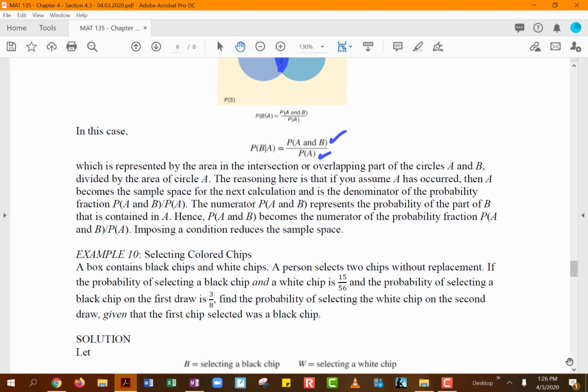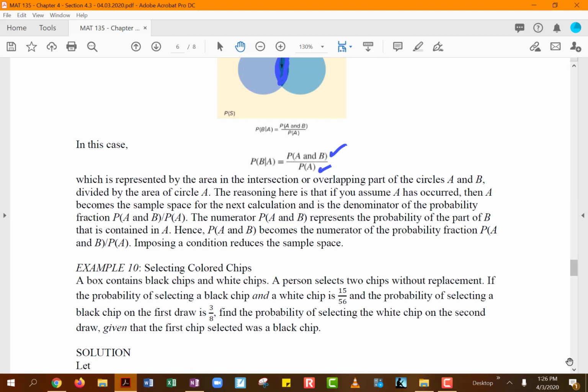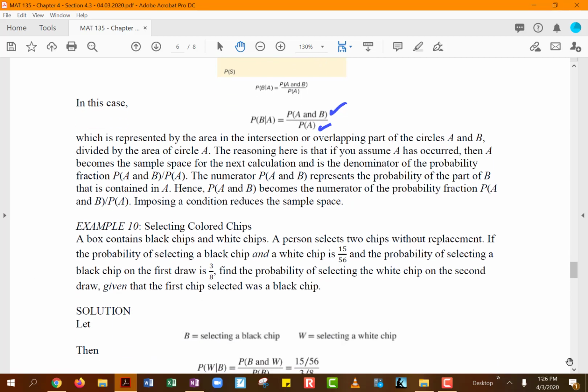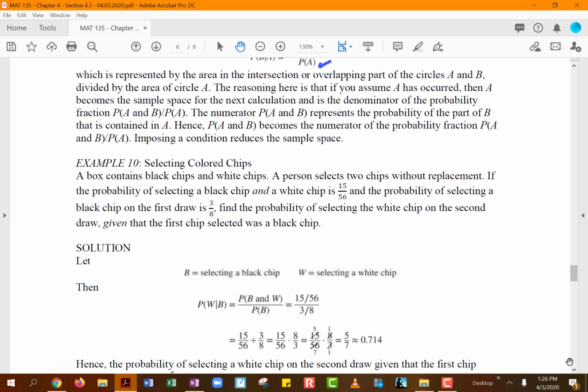Okay, and again, I would suggest reading this little paragraph here underneath your Venn diagram, which is kind of going over what I was just talking about. So yeah, I think I already talked about that. So yeah, just go ahead and read this paragraph here.